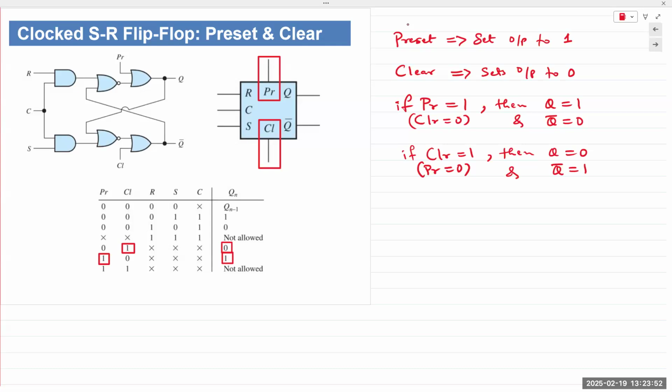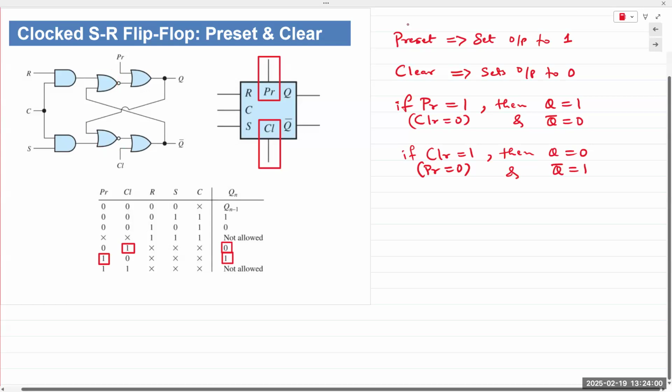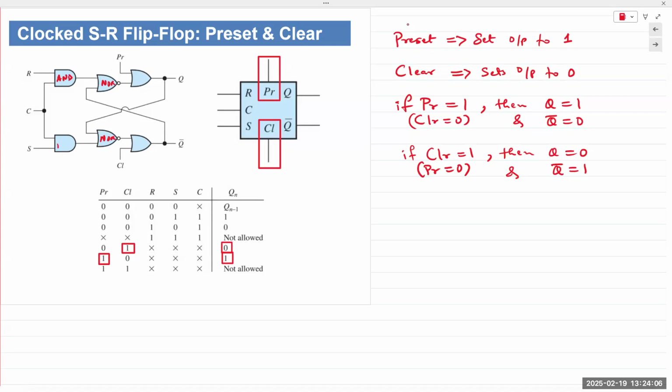All right. So the SR flip-flop had 2 NOR gates, which are right here. Those don't change. That operation remains the same. The clock was implemented by using 2 AND gates. Now the preset and the clear are implemented using OR gates.